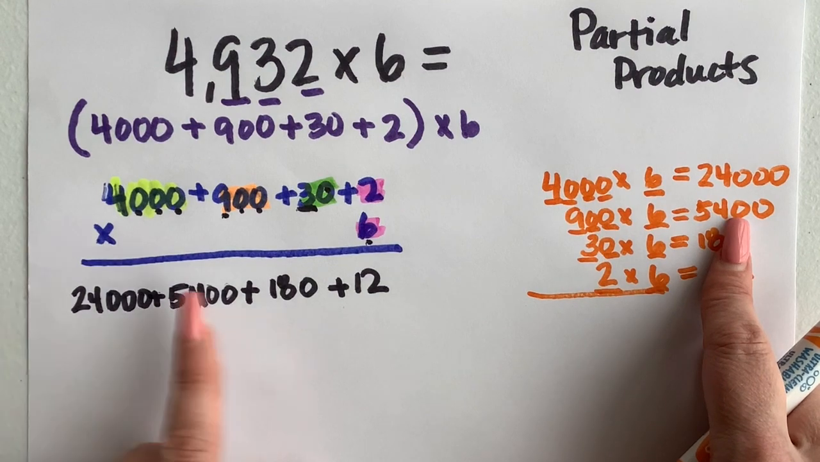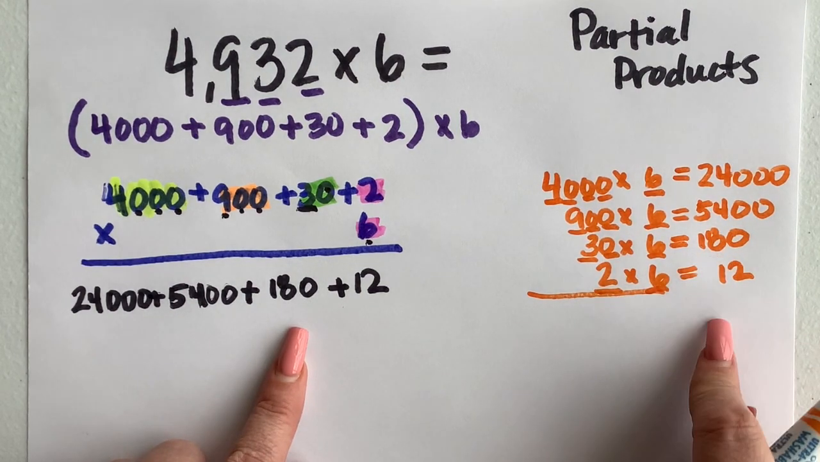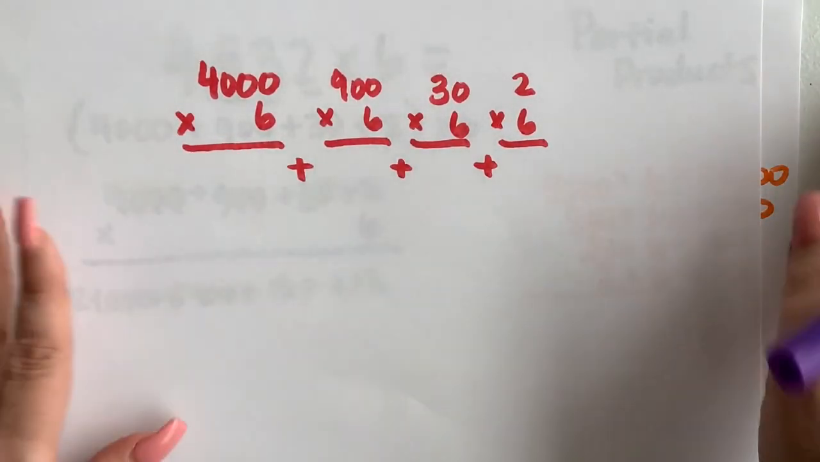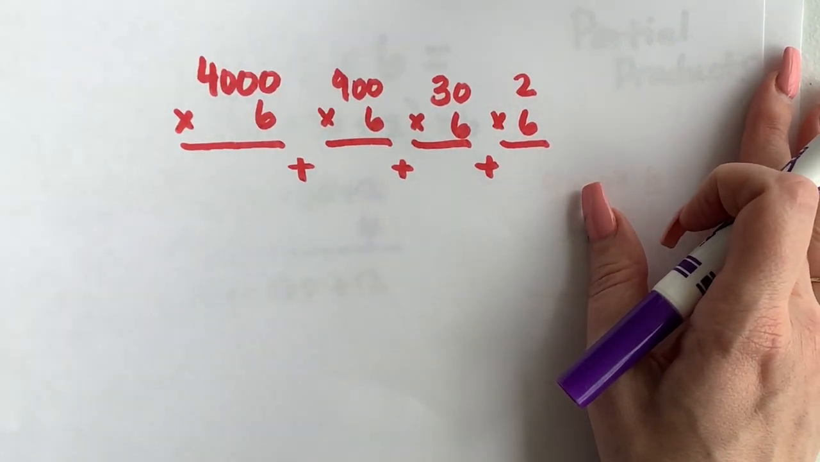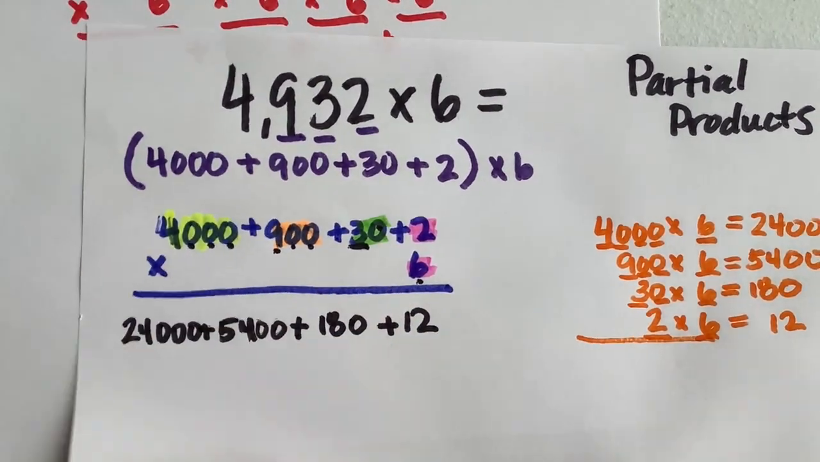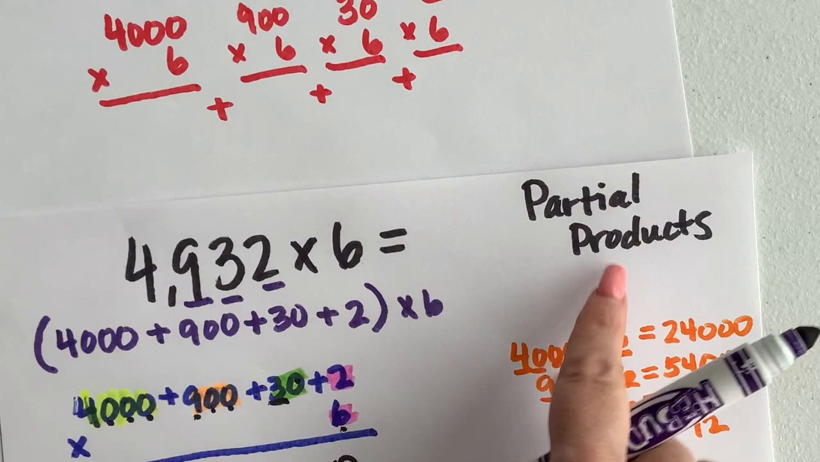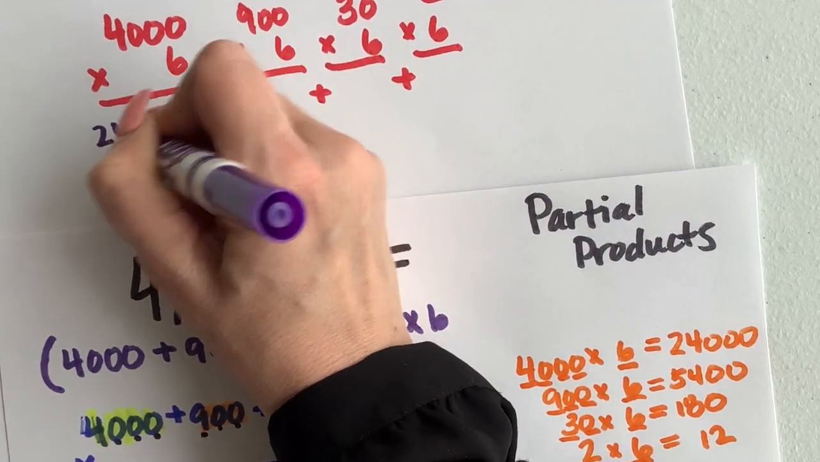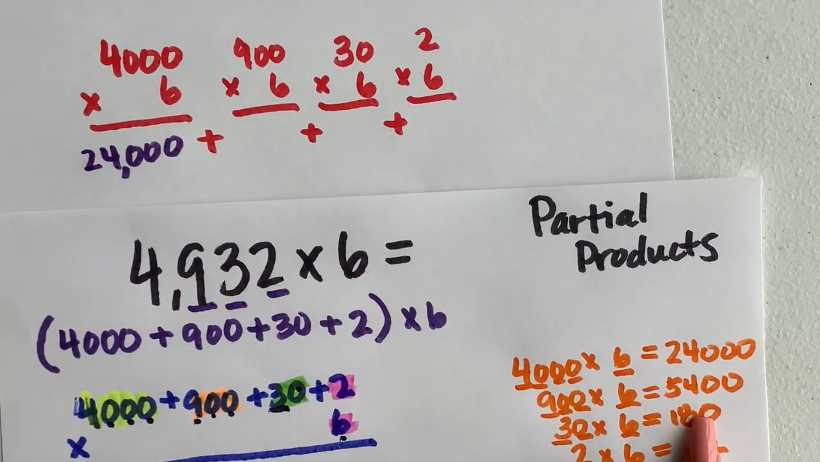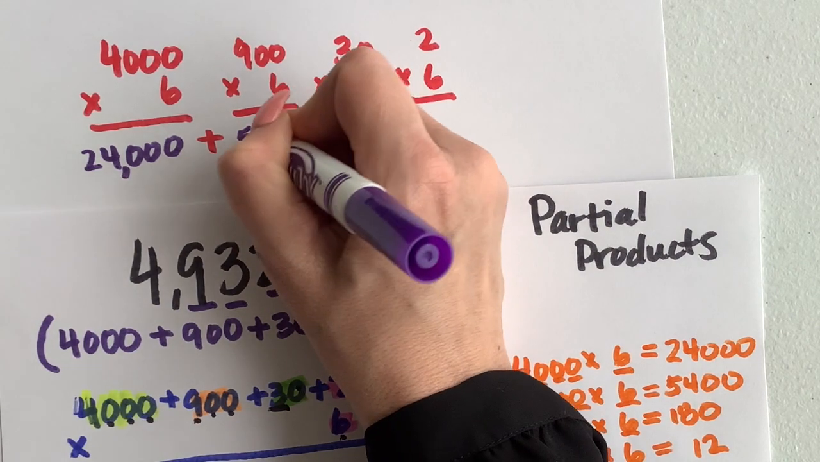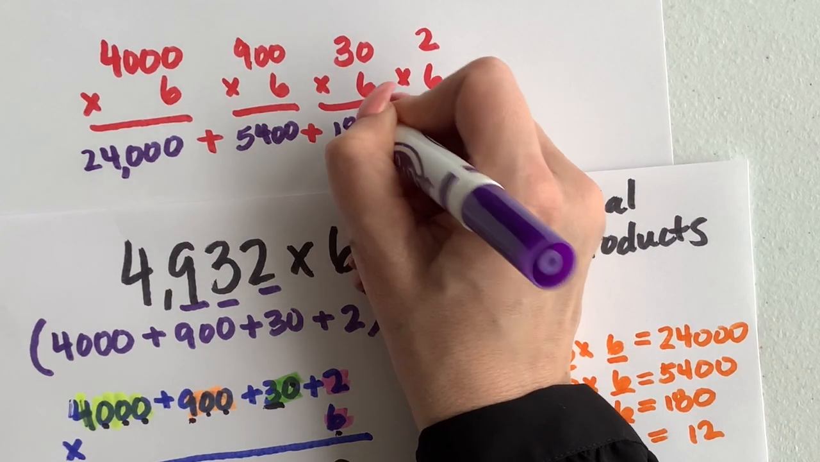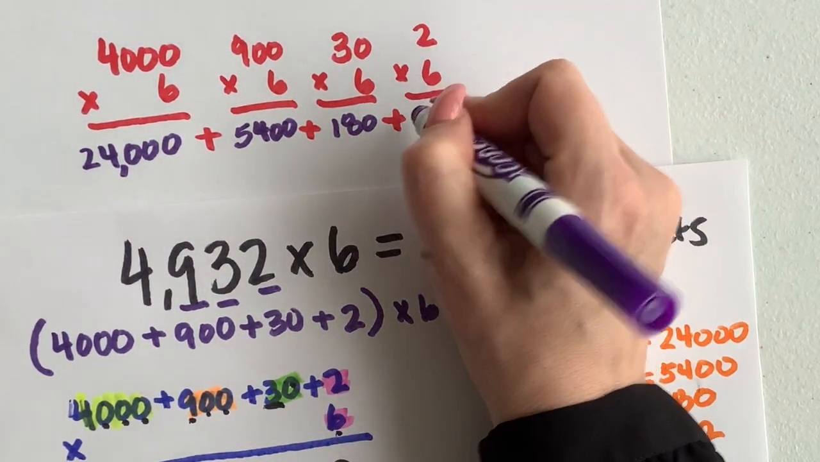24,000, 5,400, 180, and 12. And I bet you can imagine what would happen here. Of course, I'm going to get the same thing because it's the same pieces. I have 4,000 times 6, which we said was 24,000. We said that 900 times 6 was 5,400, that 30 times 6 was 180, and that 2 times 6 was 12.